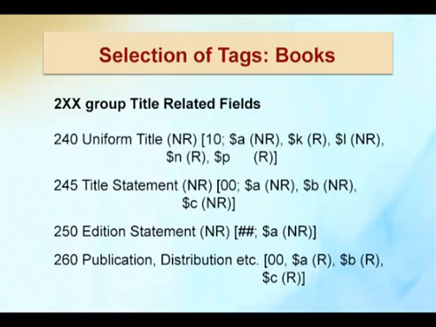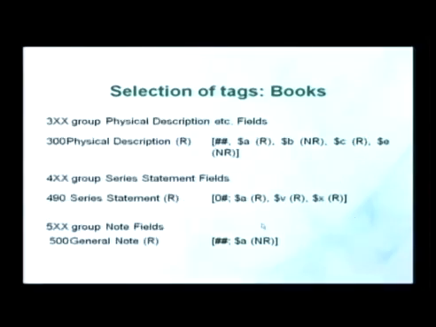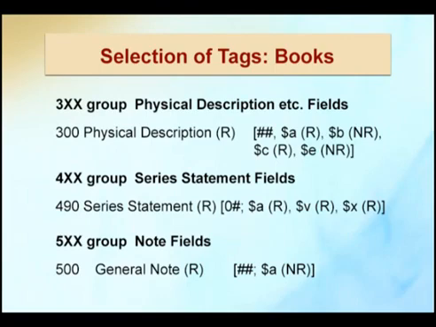Similarly, you can see here 260, publication and distribution area. Indicator position values are first indicator 0, second indicator 0, but definitely they will vary depending on the nature of your data. Say, for example, in the case of the title and statement area, the first indicator position will be 1 if you want an added entry under the title. So here in 260 the three subfields are $A, place of publication, $B, name of the publisher, and $C, the year of publication. Under the 3XX group, physical description, we can have this 300 tag, and these are the subfields.